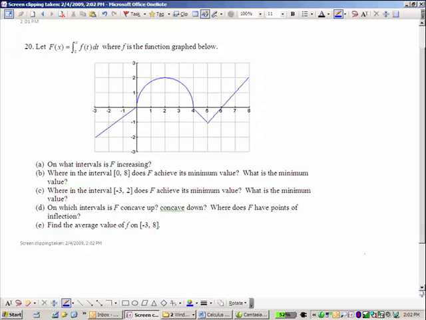All right, so this says, let capital F of x equal the definite integral from 0 to x of f of t dt, where f is the function, little f is the function below. So here we have little f of t. And capital F of x is the definite integral of what we're looking at. Another way of thinking about it is capital F of x is the area function. How much area do you have?